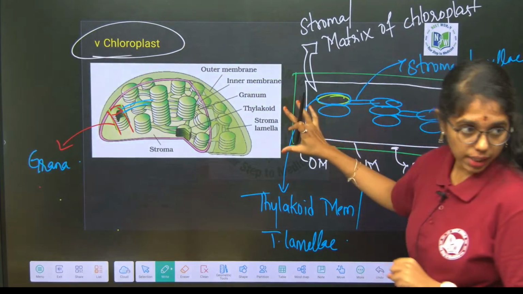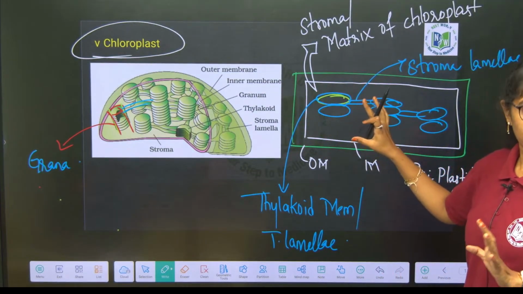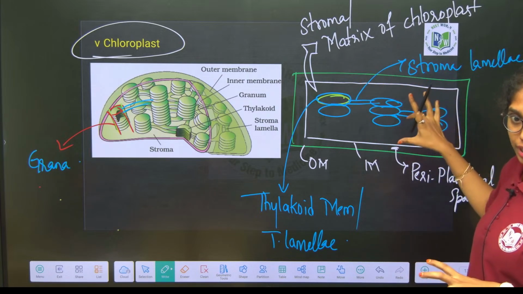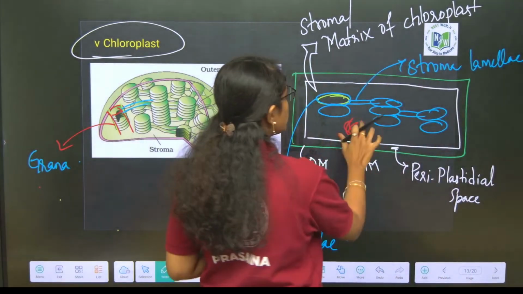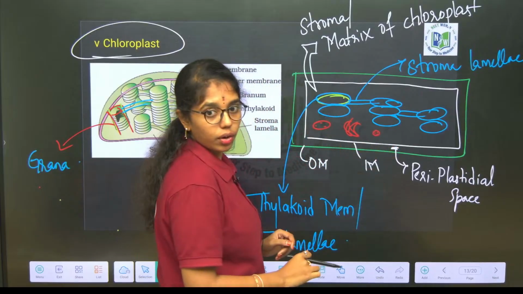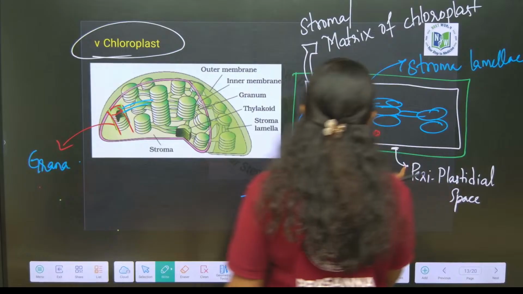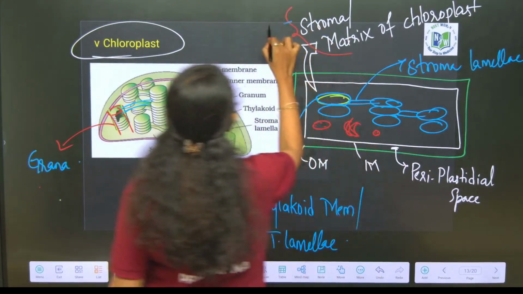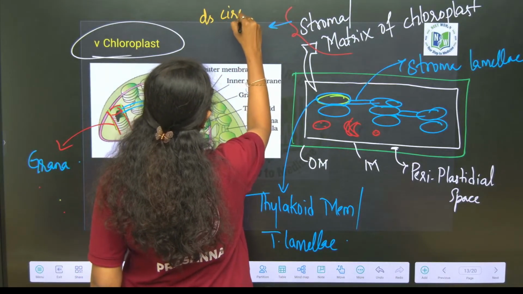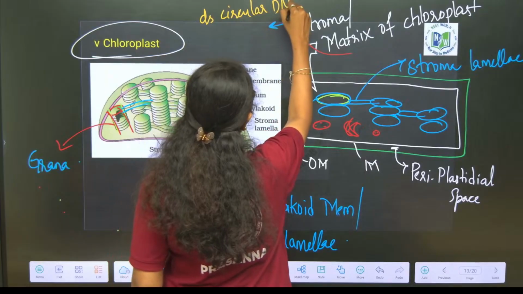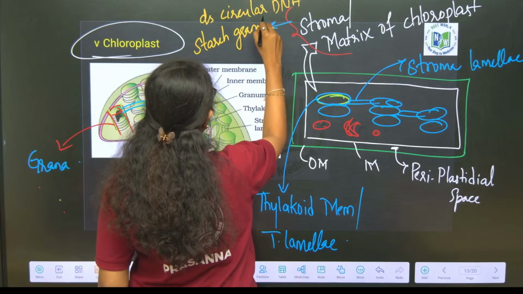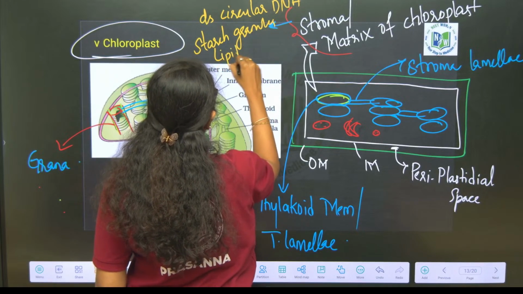And inside the, yes, that I will tell you, have patience. Okay. So, this matrix or stroma, which is the fluid filled space, it has what? Again double stranded circular DNA, it has starch granules and lipid droplets. Stroma is having what? Yeah, stroma is having a double stranded circular DNA, starch granules and lipid droplets.